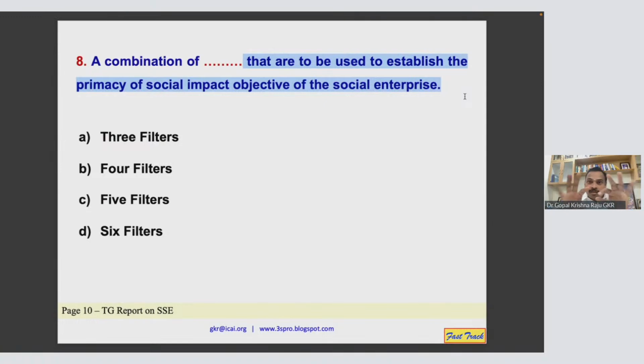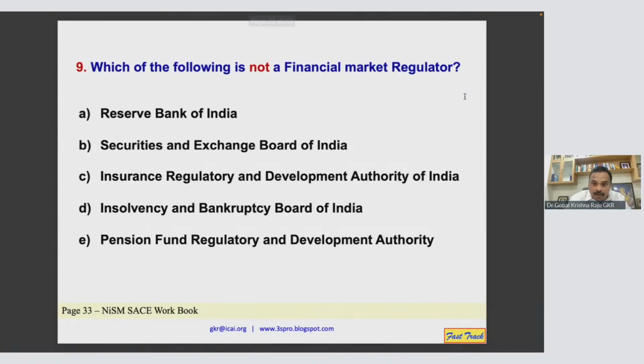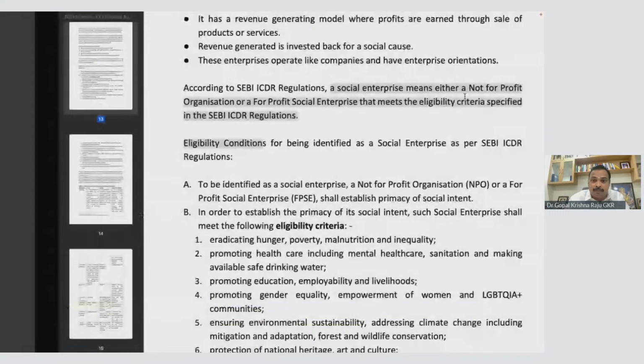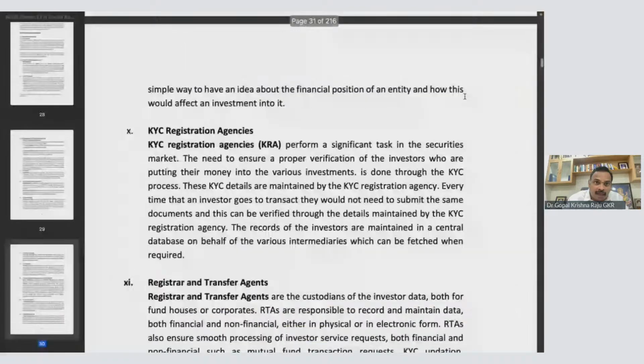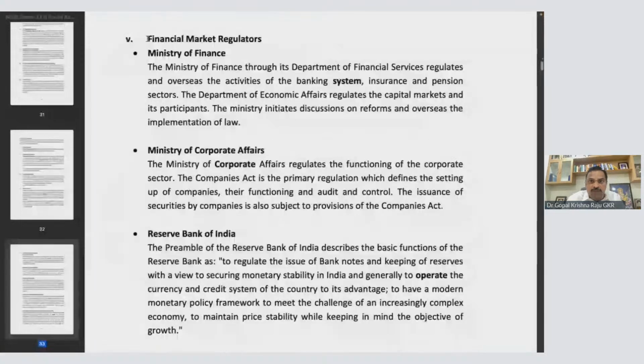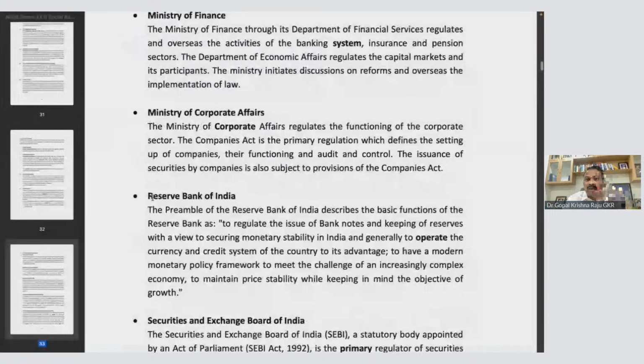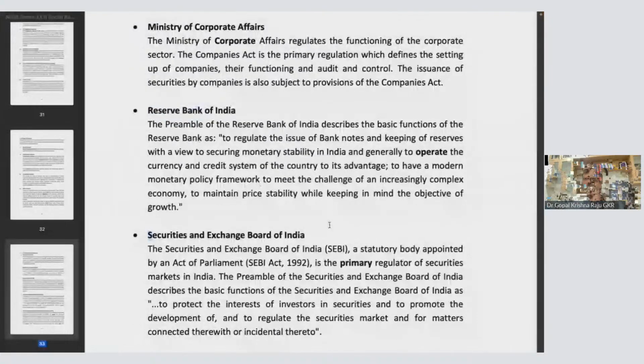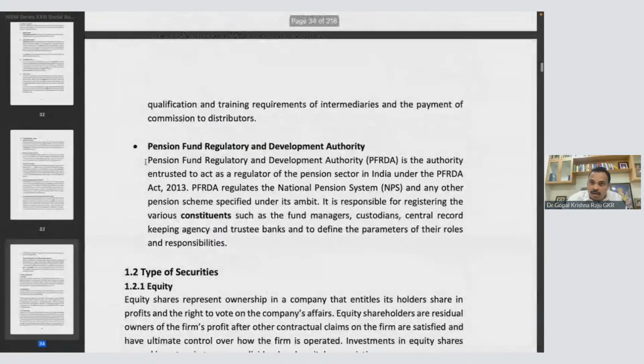Which of the following is not a financial market regulator? So I'll just take you to, because now I'm going into the capital market. To understand the fundamentals of capital market, let us go to the regulators. So these are the various regulators. Financial market, FM regulators. Ministry of Finance is financial market. Ministry of Corporate Affairs is the financial market. Reserve Bank of India, the banking regulator. SEBI is a capital market regulator. Insurance Regulatory Development Authority of India is an insurance regulator. Pension Fund Regulatory Development Authority is a pension fund regulator. Okay, it's a pension sector regulator, otherwise an NPS regulator.